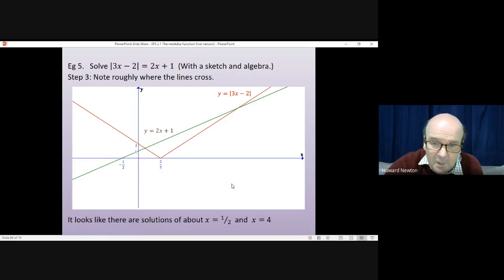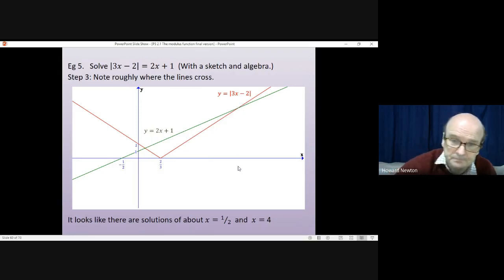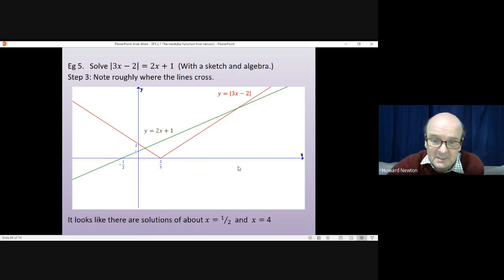But anyway, we know roughly where the solutions are. There's one here, which looks like it's about a half, and there's one here, which looks like it's about 4. That does 2 things, having found roughly where they are. I mean, if they tell you, you have to do it, then you have to do it anyway. But the reasons for doing it are twofold, really. It does give you a rough idea of what the answers should be. When we do it algebraically, we should get answers a bit like those. If we don't, we know there's a problem.